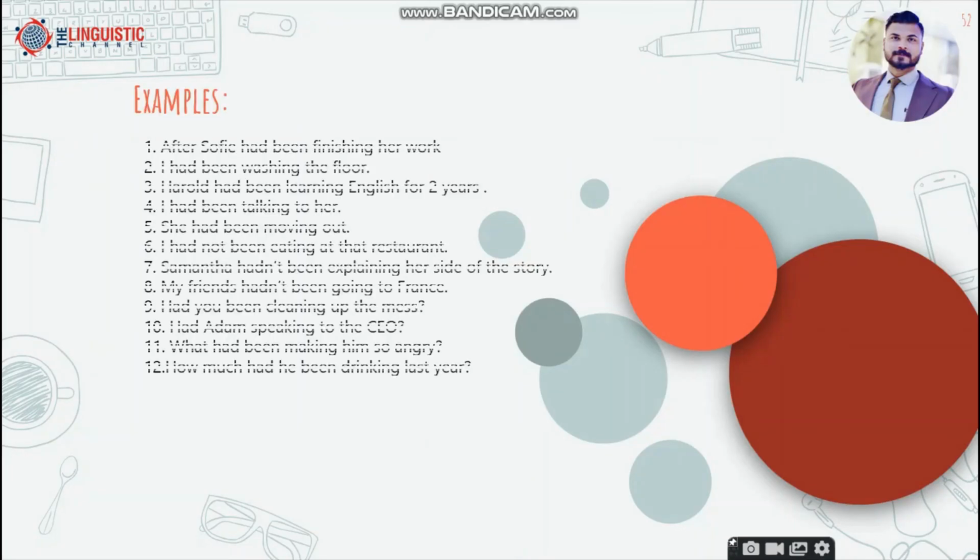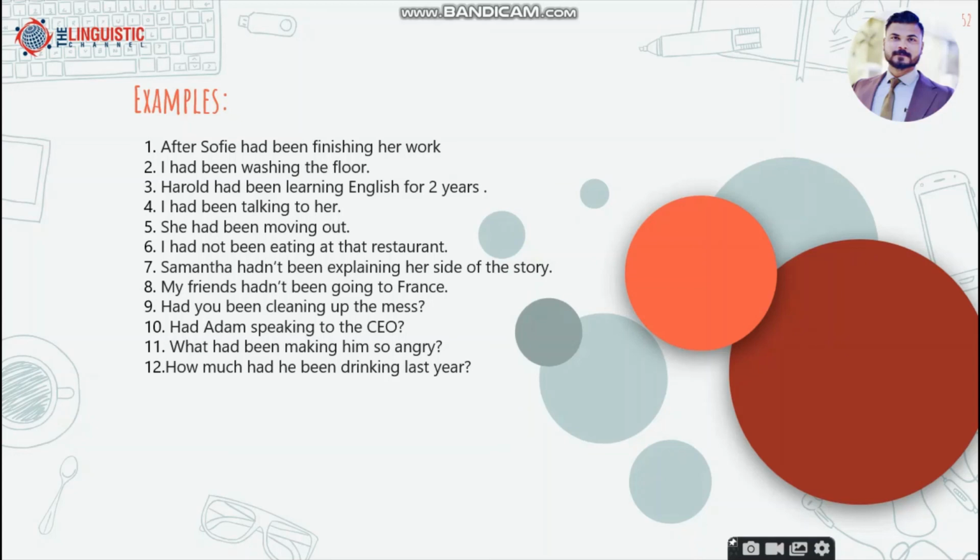Let's go ahead and take some examples. After Sophia had been finishing her work, I had been washing the floor. Harold had been learning English for 2 years. I had been talking to her. So just like past continuous tense, I had been washing the floor means I was washing the floor, okay? Harold had been learning English for 2 years, Harold was learning English for 2 years, okay? So this is how it goes.